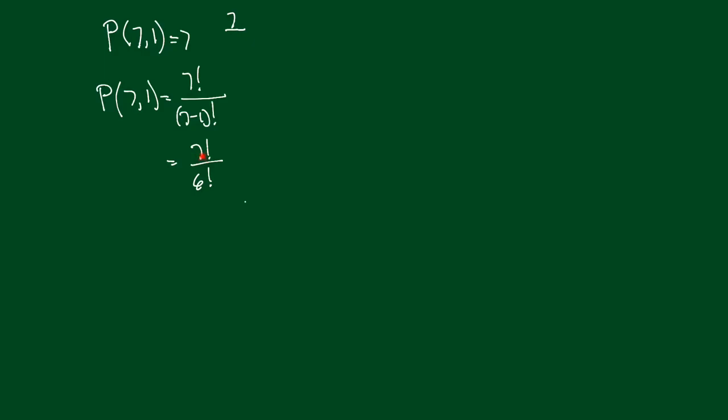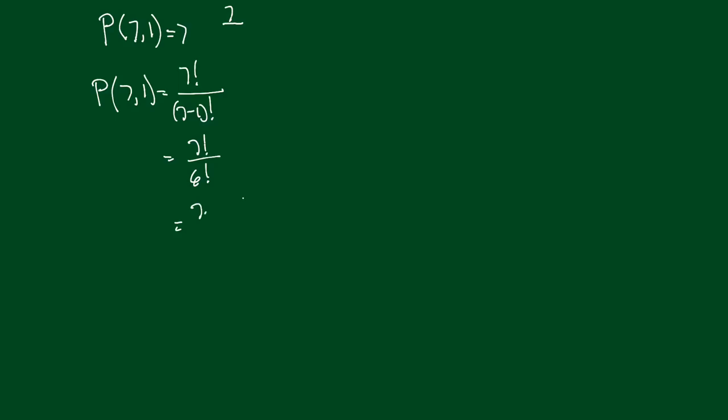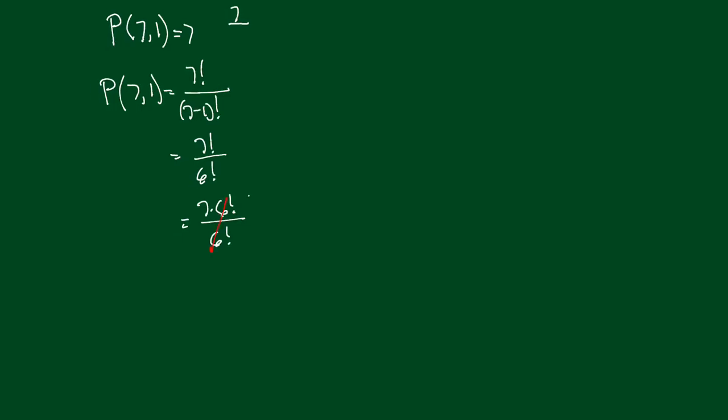Now, break that 7 down until you get to the 6. It doesn't go very far. You get 7 times 6, 5, 4, 3, 2, 1. That's 6 factorial, over the 6 factorial. The 6 factorials cancel, and we are left with 7.